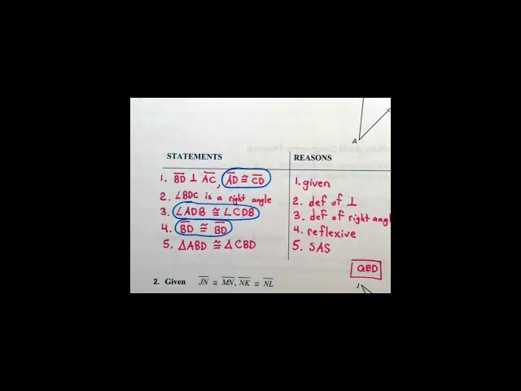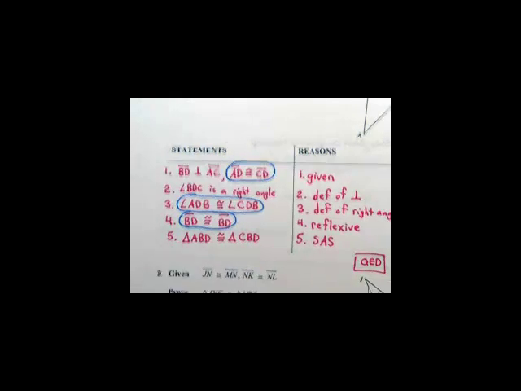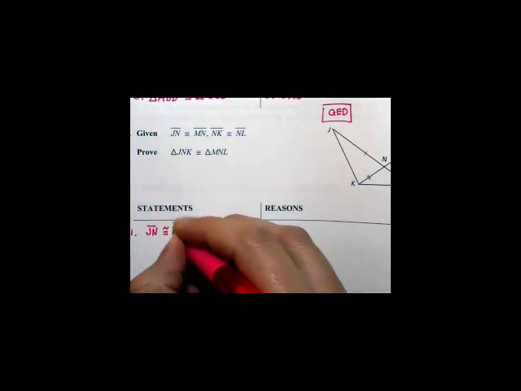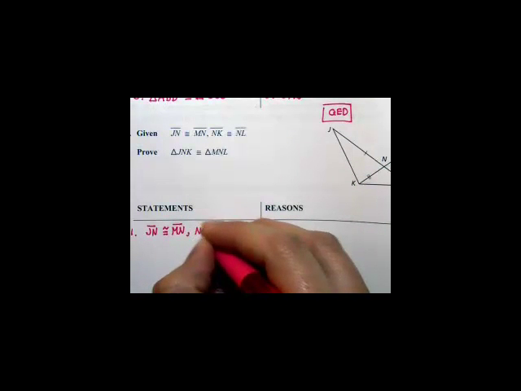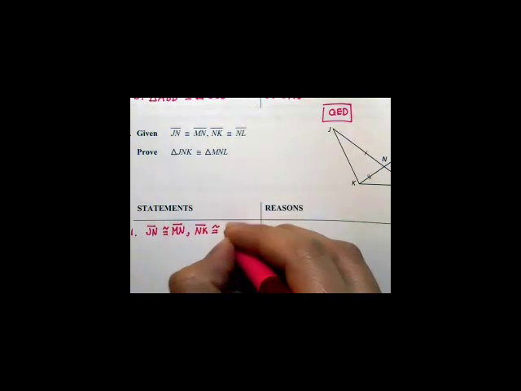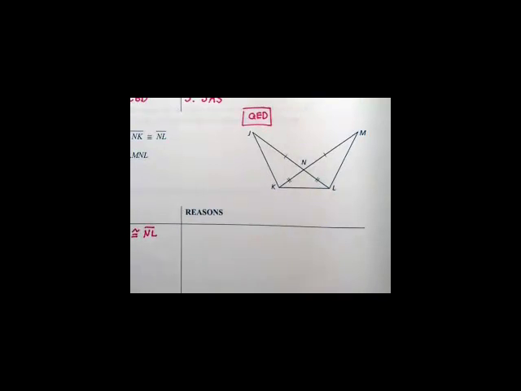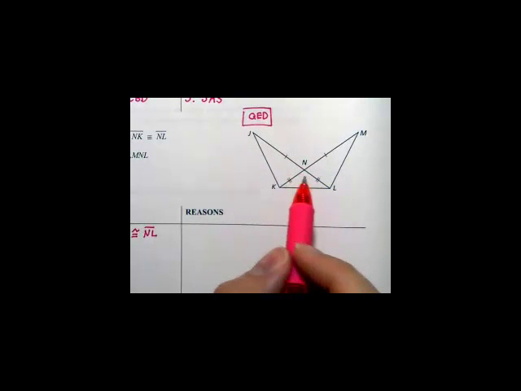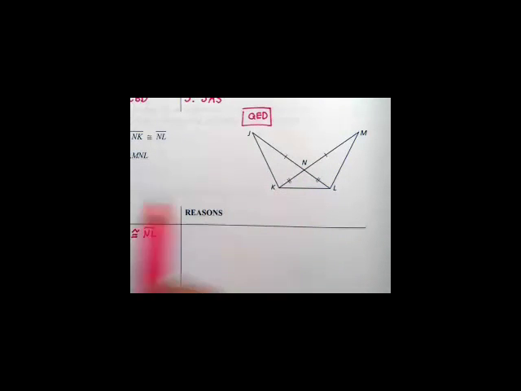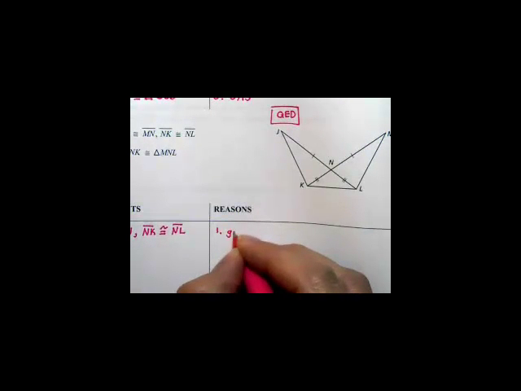All right, this next one, even easier. I think you guys could probably do this on your own, but we'll do it together anyway. Okay, so in this one, we've got this picture, and there are some congruent pieces already labeled in there for you. Okay, and so they gave that as your given. JN congruent to MN, NK congruent to NL. So I'm just rewriting that, and that's the given.